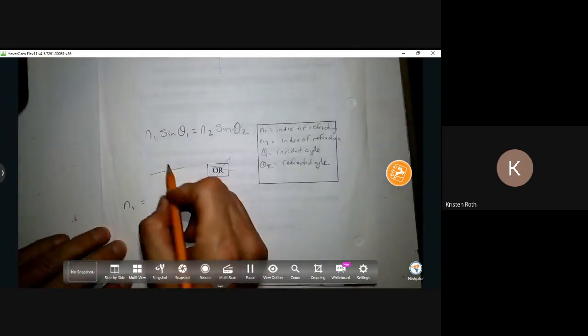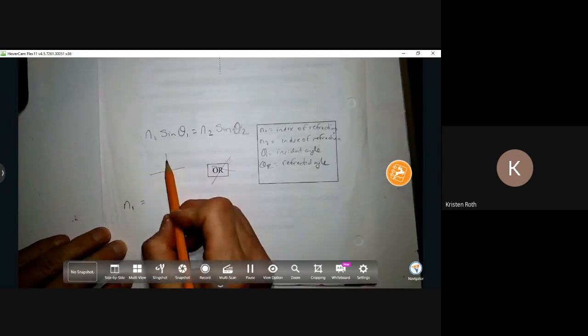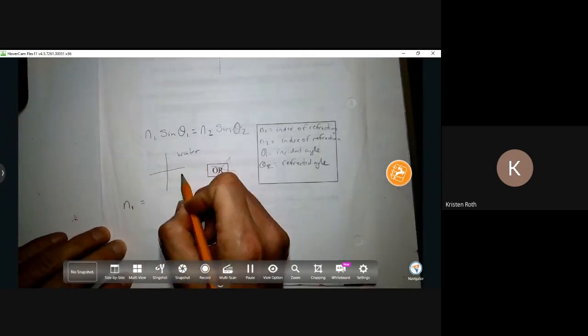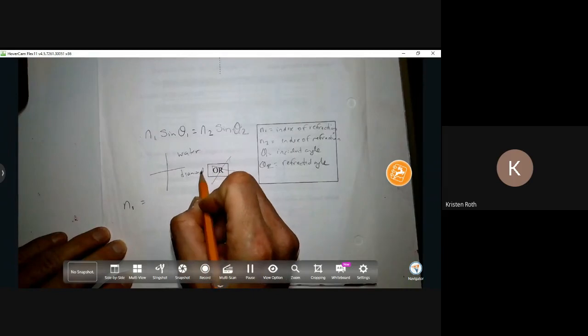Perfect. I'm going to read out a question, and try to follow along and write out the answers. When light passes from water into diamond at an angle of 45 degrees from the normal, what is the angle of refraction? I'm just going to draw this out just so you guys can see.